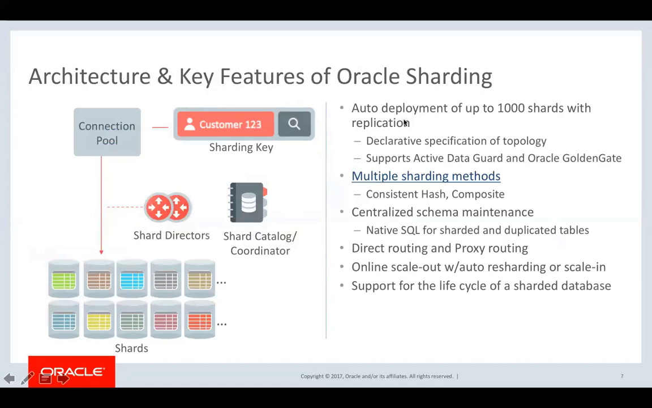So, quick capability list. The first thing is the auto deployment. The creation of the databases with replication is completely automated. You get to specify your topology with declarative syntax, and then the system automatically creates a sharded database. And then once the database is created, you have multiple methods. You could say my sharding method is system managed. In that case, we use consistent hashing algorithm. You could also say composite. You can have a set of shards for one geo and a set of shards for another, but within each geo, you would have a uniform data distribution. That's composite. Centralized schema maintenance.